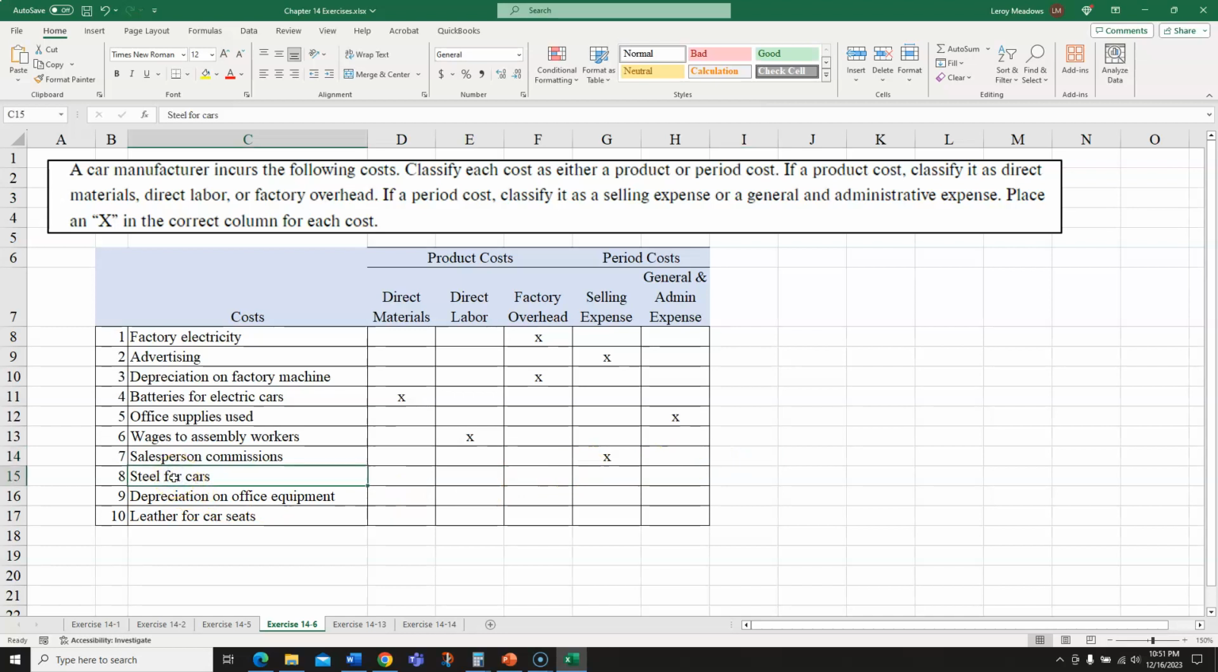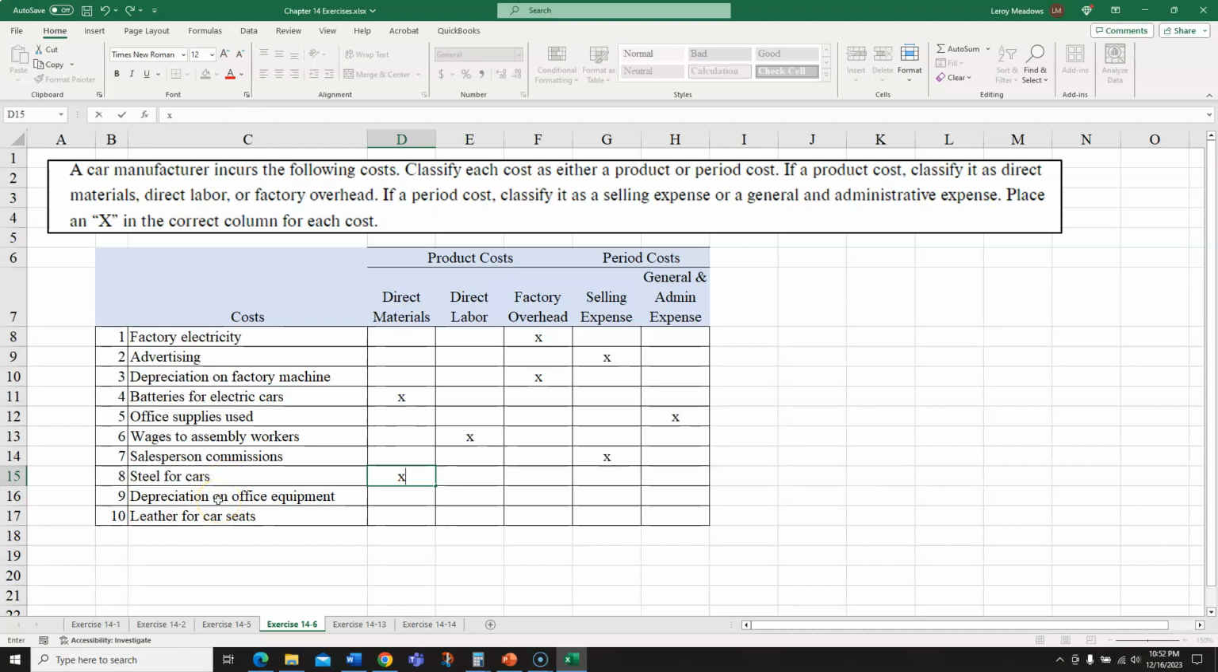The steel for the cars. Well, we know because we're making cars, it's a product cost. So we have our choice of direct materials, direct labor, and factory overhead. In this case, it would most likely be a direct material. Why? Because we can trace the amount of steel to each car. You have a steel hood, you may have a steel frame and other steel parts in there.